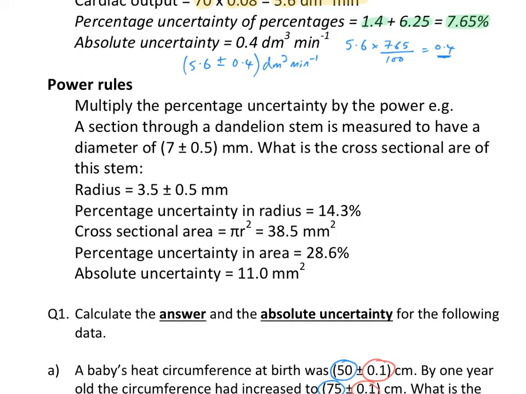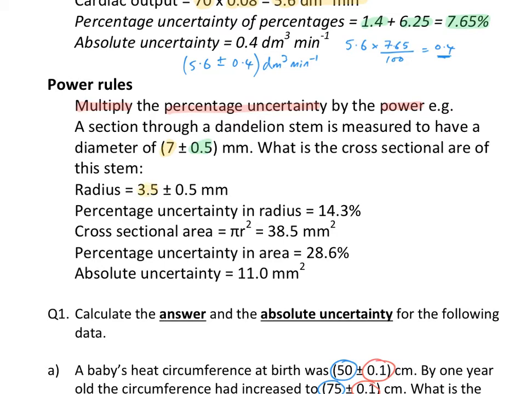Anyway, power rules, like squares and cubes. So this time we multiply. This is interesting. We're going to multiply the percentage uncertainty by the power. Right, so a section through a dandelion stem is measured to have a diameter of 7 plus or minus 0.5. So we've got 7 and 0.5 of uncertainty. What is the cross-sectional area of this stem?